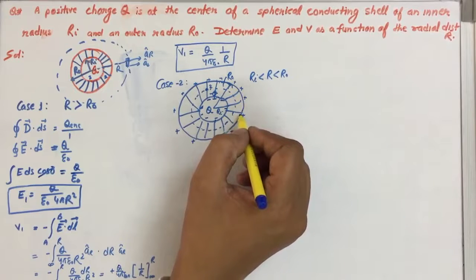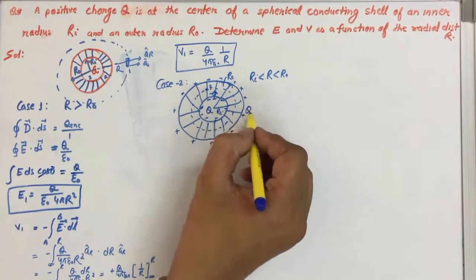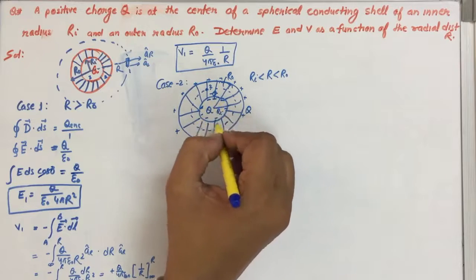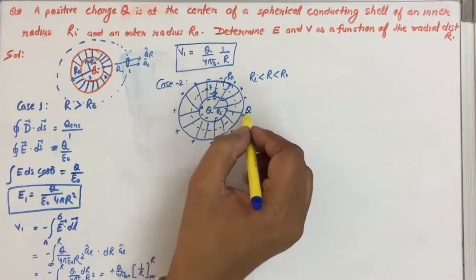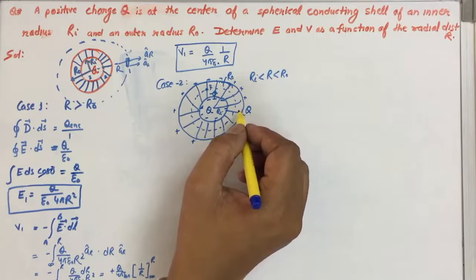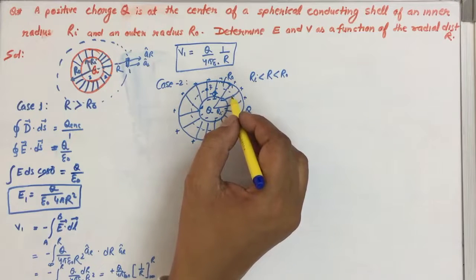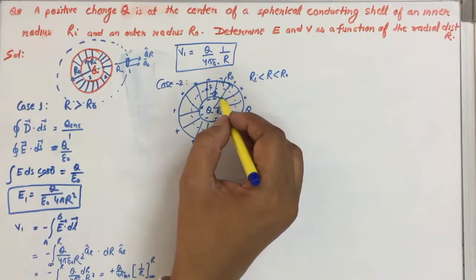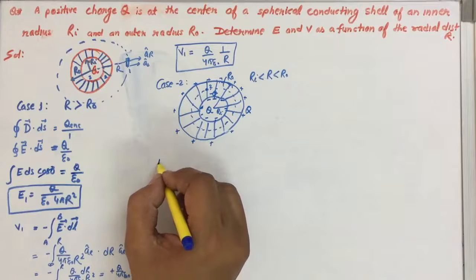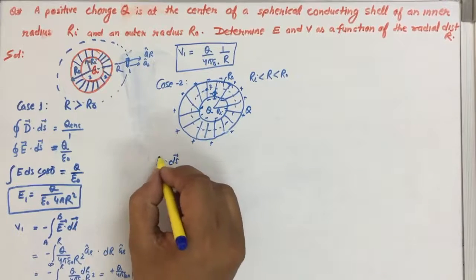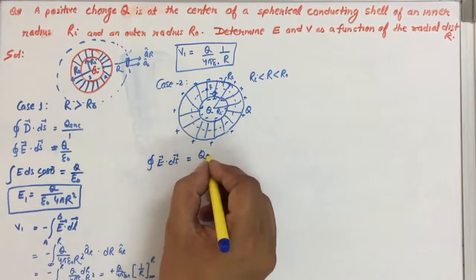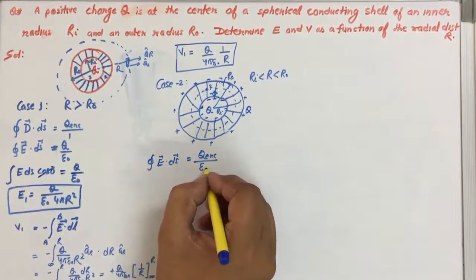So the overall charge will remain Q at the center. However, it will cause an effect of induced charge of negative Q and positive Q at the inner and outer surface of the shell. So if we include any Gaussian surface between this region to this region, then according to the Gauss law, we came to know E dot ds here will be equal to the charge enclosed by epsilon naught.